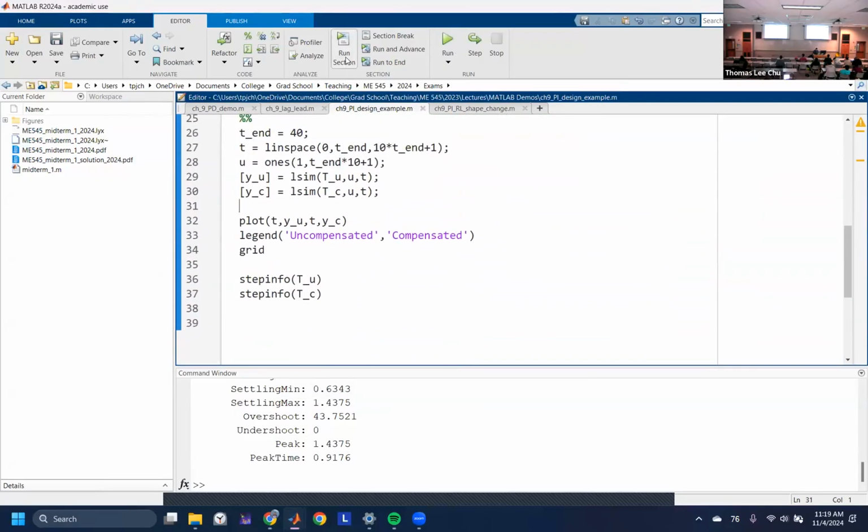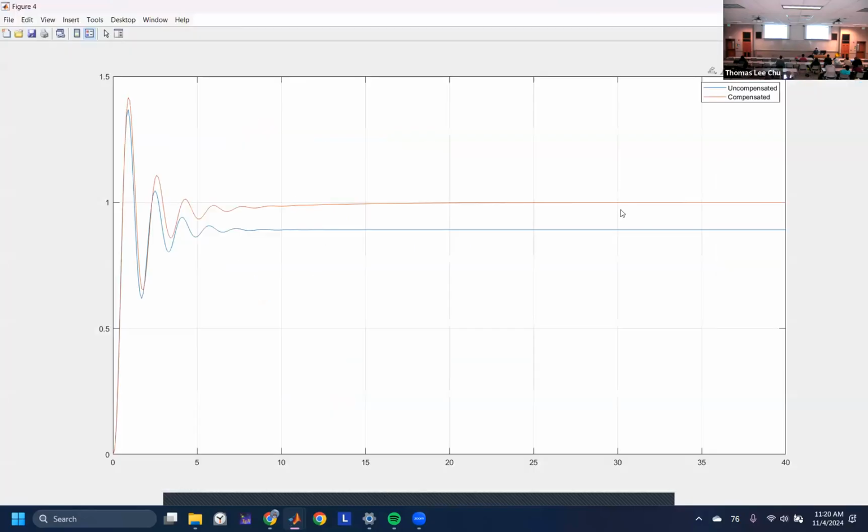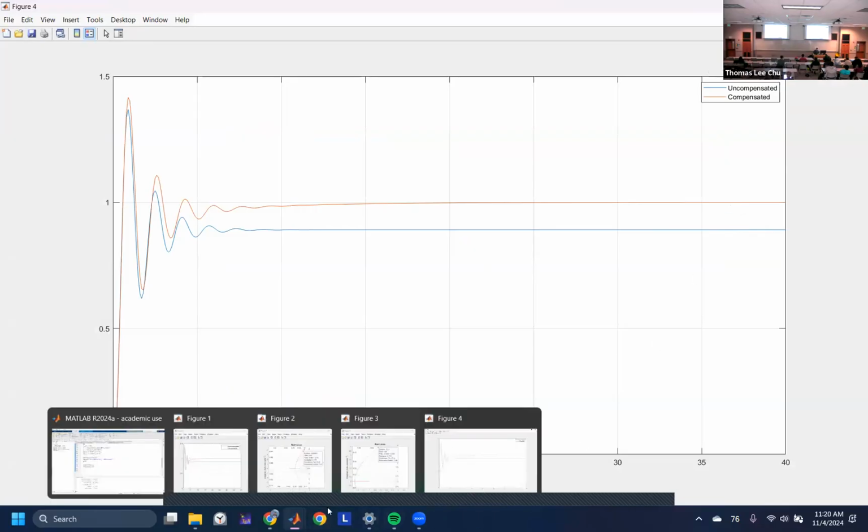Here's a comparison of the uncompensated and the compensated system. 0.89 was the final value for the uncompensated system, which we can probably see right here. Or not, I guess I can't click it. And you can see the compensated system is converging to 1. Now, the reason the transient response time takes a hit is because of that closed loop pole added close to the origin.